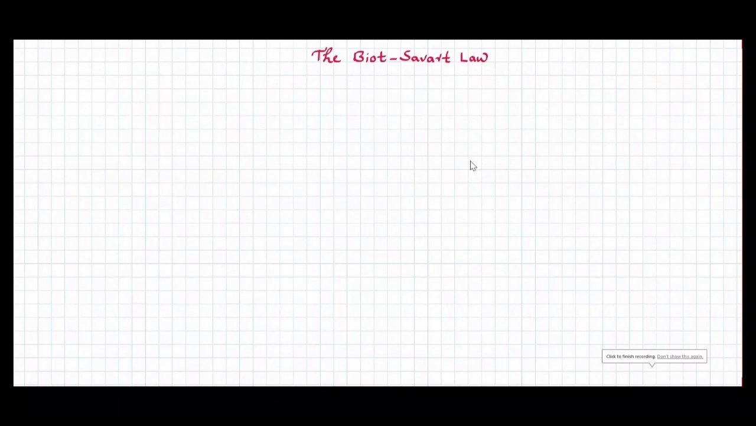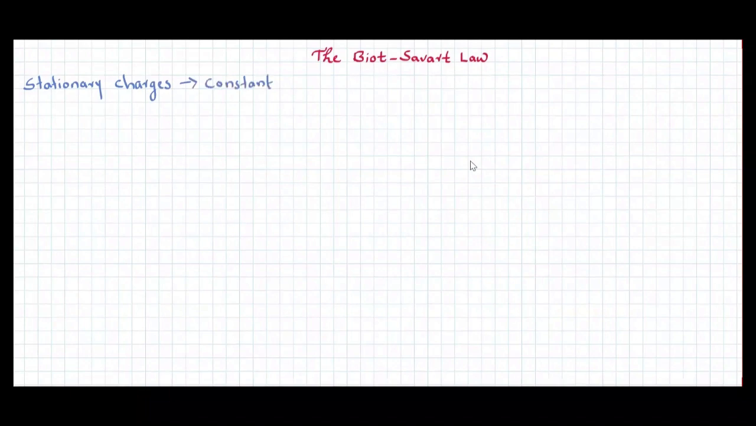Good morning, all. Today we will discuss the Biot law, an important law in the field of magnetostatics. Now, before discussing the Biot law, let us revise some points from electrostatics that we have already studied.